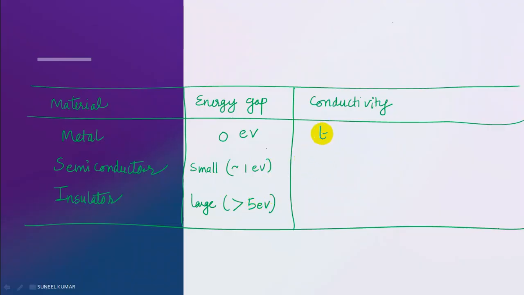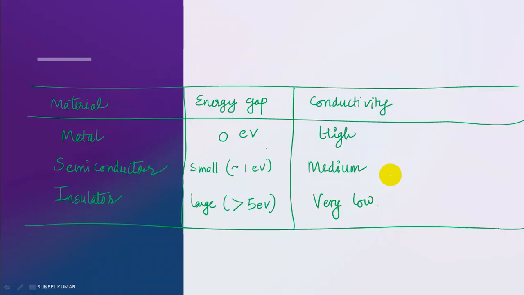So the conductivity of metal is high. A semiconductor has medium conductivity. We can increase the conductivity of a semiconductor by doping, by making p-type and n-type semiconductors, by adding impurities into the pure semiconductor. Insulator conductivity is very low, or we can say the conductivity is almost 0. So this is the conclusion of this whole lecture. Thank you for watching this video.